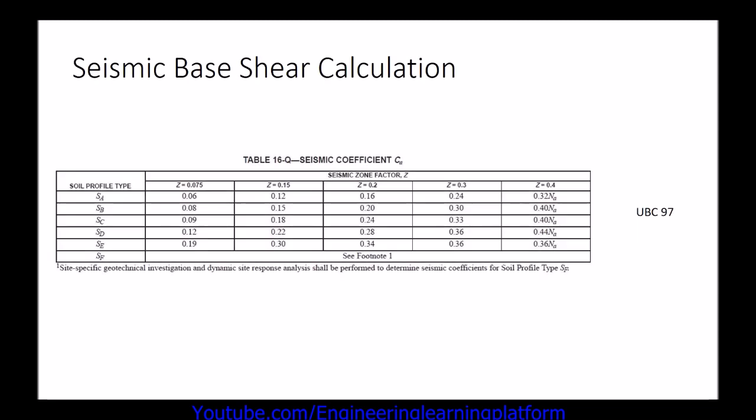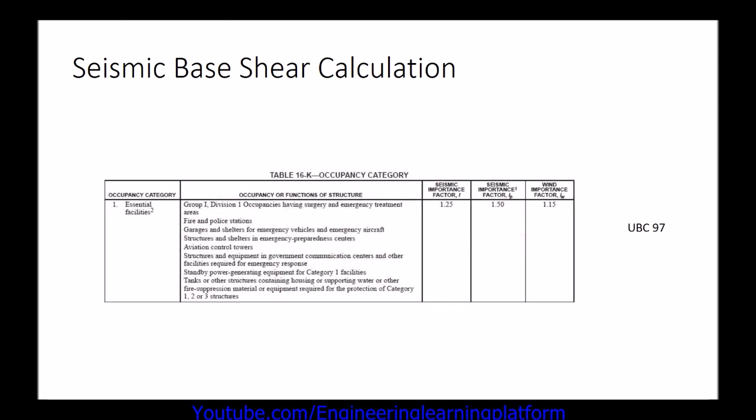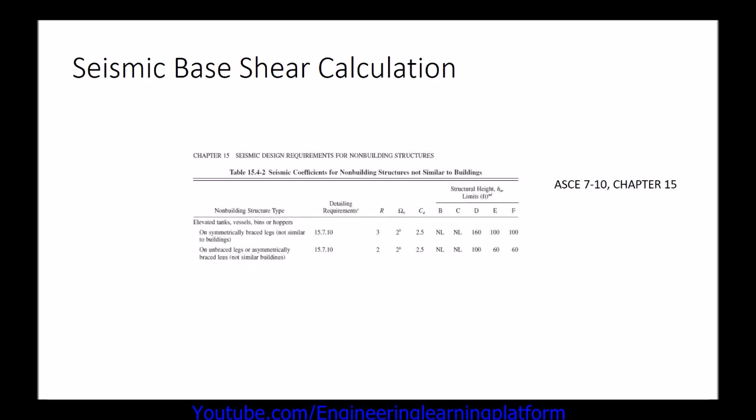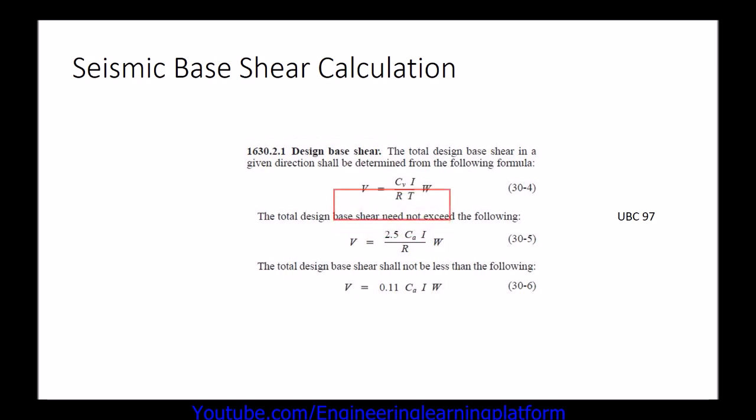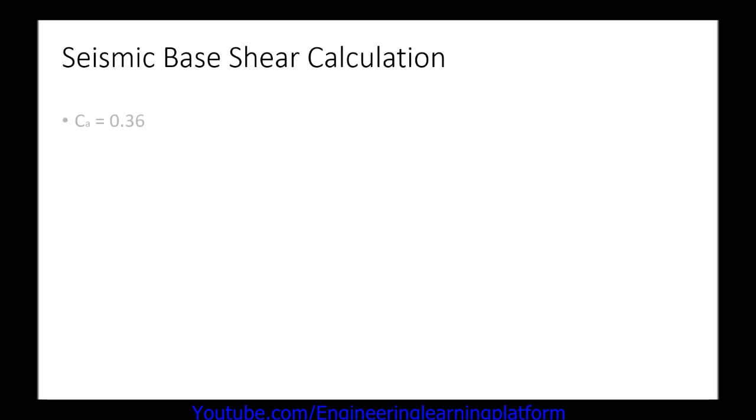Using UBC 97 to calculate the base shear, we need parameters like coefficient of acceleration, coefficient of velocity, importance factor, and the strength reduction or ductility factor using ASCE 7-10 chapter 15 for elevated water tank. The formulas to calculate base shear and their upper and lower boundaries are used from UBC 97. The parameters which were extracted from UBC 97 are again shown.